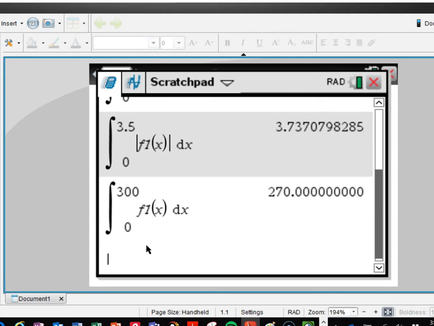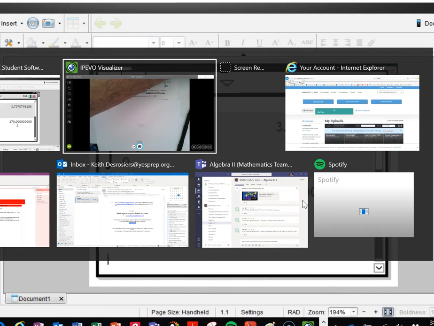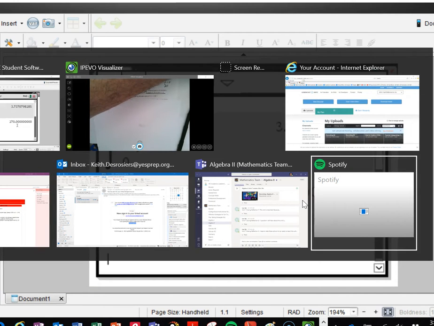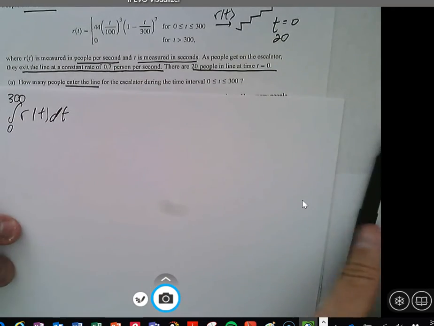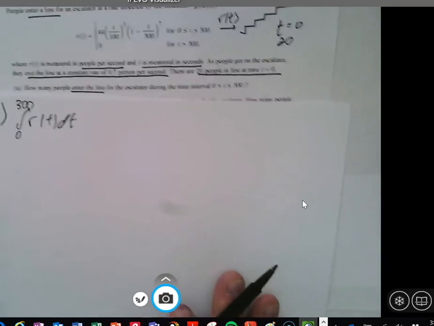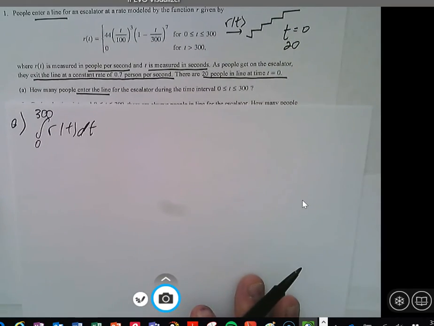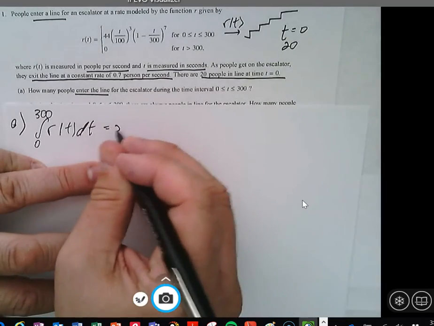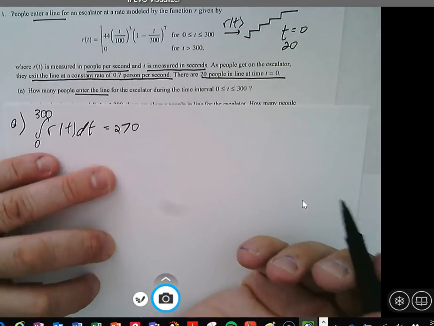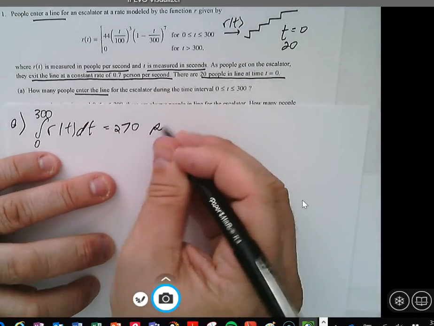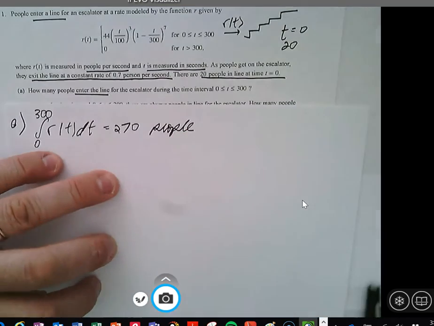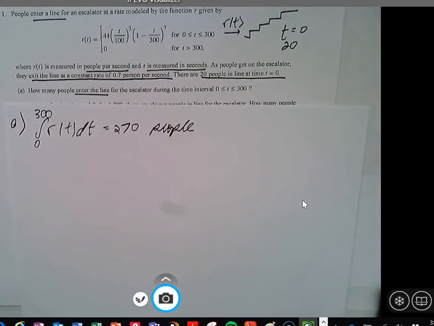And I'm getting 270. What that 270 represents is the number of people that have entered the line in those first 300 seconds. So let's go back over to my notes. Here we go. This tells me that the integral from 0 to 300 of r of t with respect to t is 270. This is 270 people. If you're curious about the units, that's it.